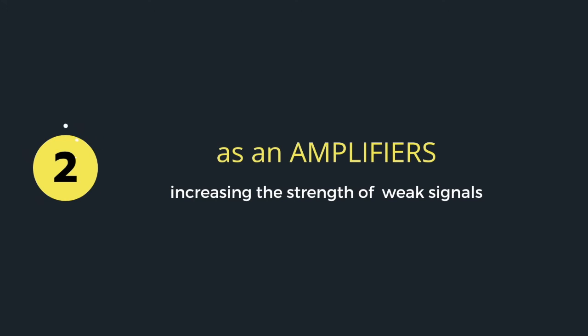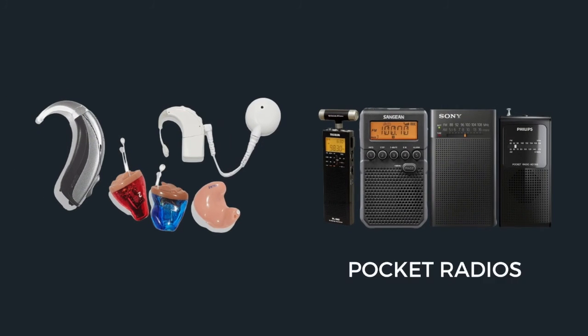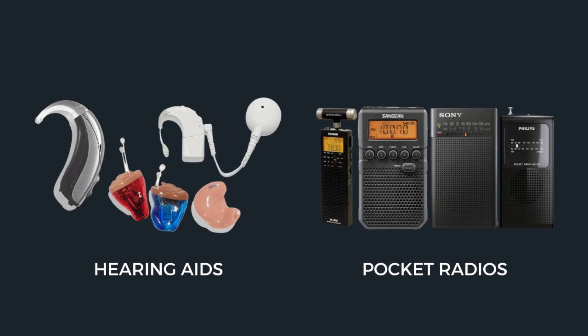It works by taking a tiny electric current at one end and producing a much bigger current at the other. This became useful for the development of hearing aids and pocket radios during the 50s.